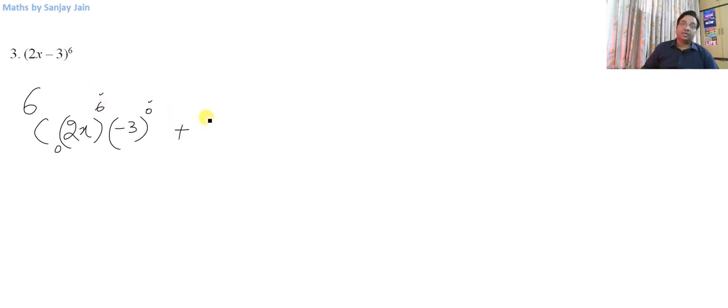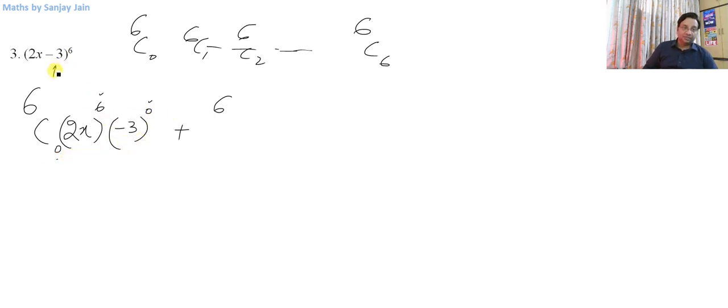So what I'll do is, how am I writing the terms? I will go from 6c0 up to 6c6, right? 6c0, 6c1, 6c2, like this, up to 6c6. Whenever I write 6c0, I'll raise the second term of this binomial to this power, and then the remaining, that is, the sum of exponents has to be 6. If I write 0 here, I'll have to write 6 here. If I write 1 here, I'll have to write 5 here. This is the expansion, right?